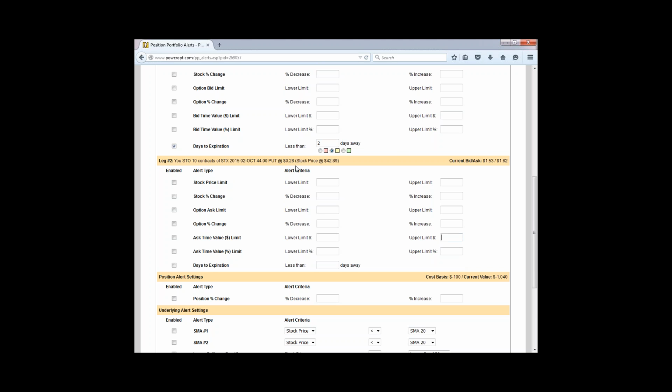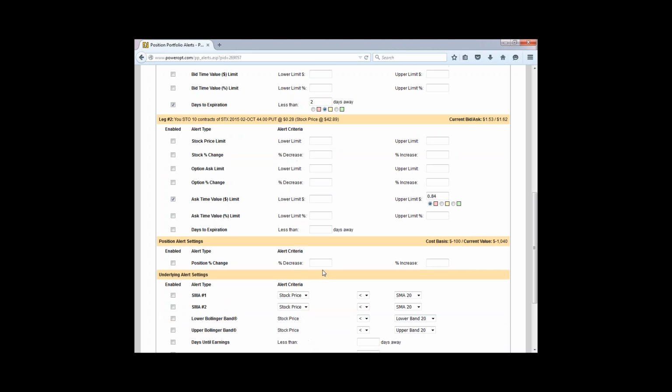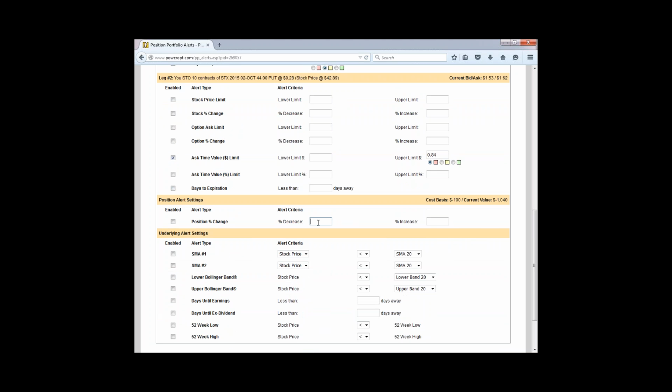So I'll set that to be about 84 cents. Okay, so yeah, 0.84. And I'm going to mark that as a red alert because that means that my put option has increased 3 times of what I originally received for it, okay? And that's probably because the stock has fallen or maybe implied volatility has jumped for some reason and the option has increased in price.